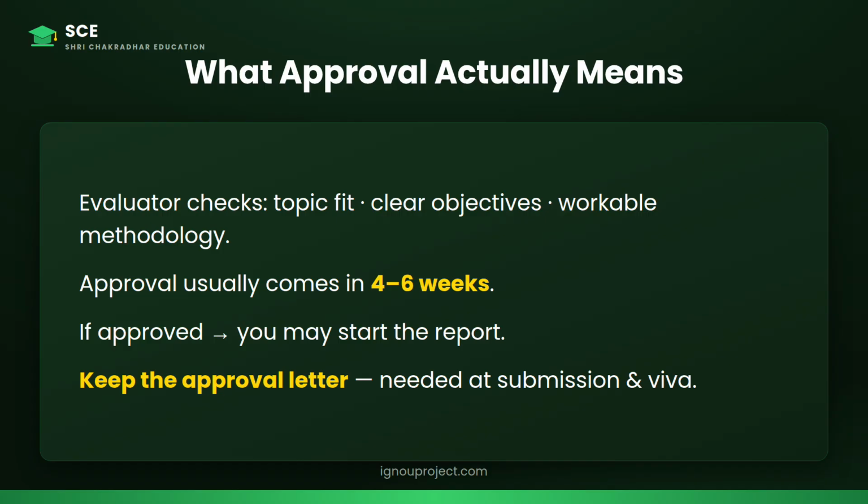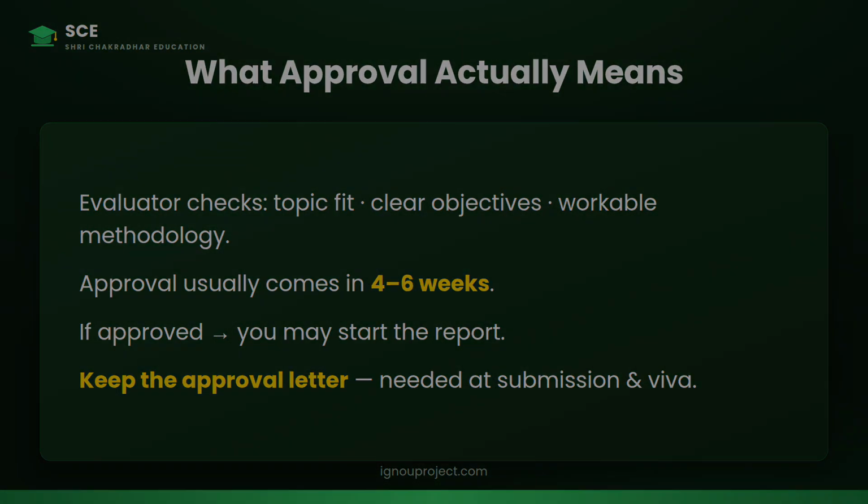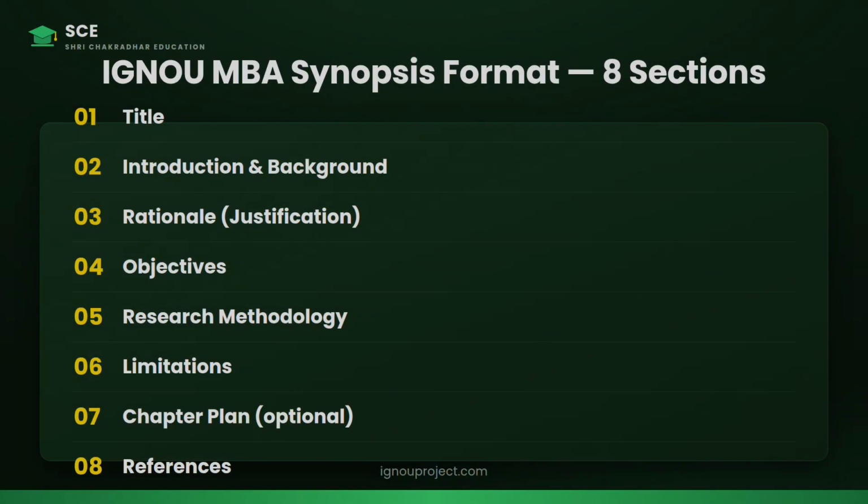So that is the foundation. Now let's get into the real detail. And we start with the exact format of the IGNOU MBA Project Synopsis, section by section. Now let's go through the IGNOU MBA Project Synopsis format, section by section. There are 8 sections in a standard MMPP-001 synopsis, and we will look at each one. What it is, what to write, how long it should be, and the common errors to avoid. Get these right and approval becomes easy.